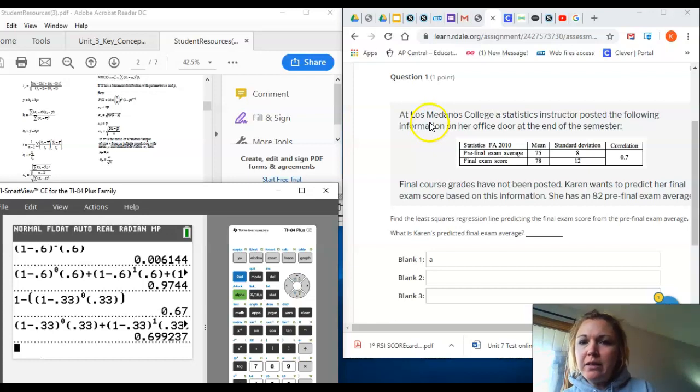At Los Medanos College, a statistics instructor posted the following information on her office door at the end of the semester. The pre-final exam average is 75, standard deviation 8; the final exam average is 78, standard deviation 12; the correlation is 0.7. Final scores have not been posted. Karen wants to predict her final exam score based on this information.